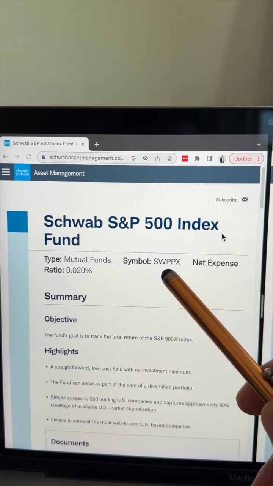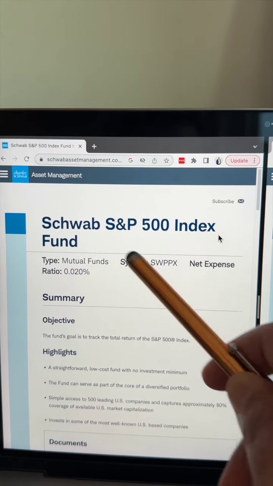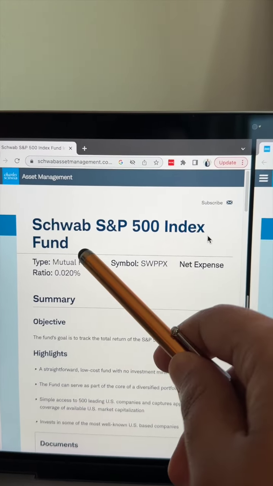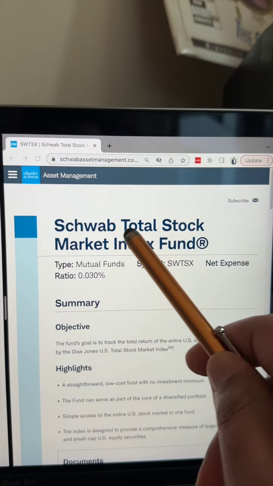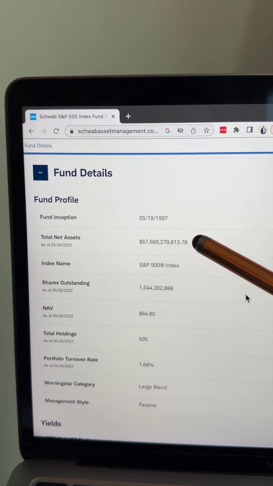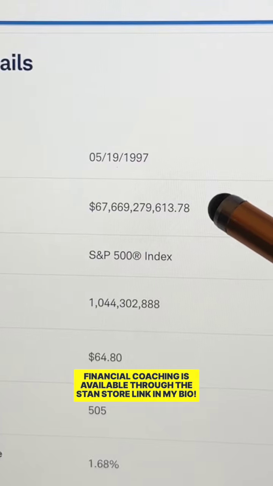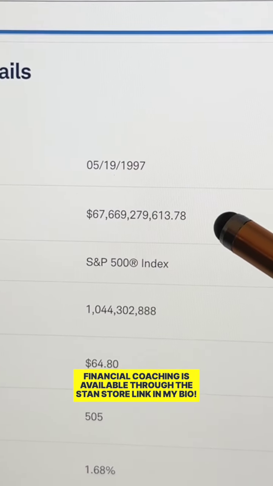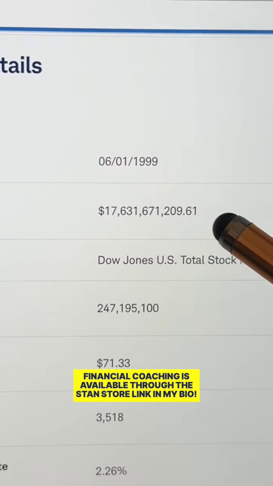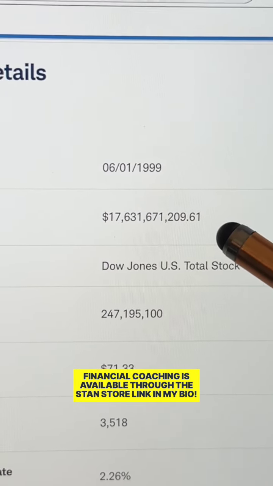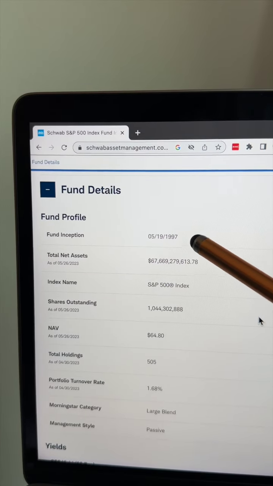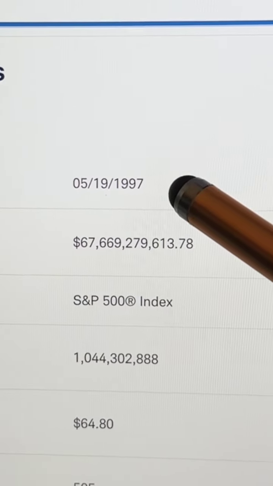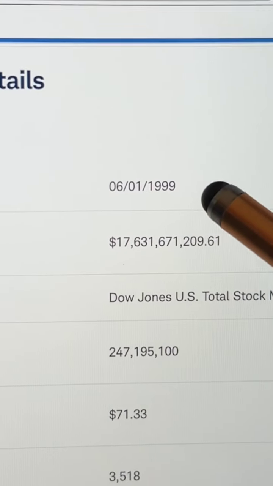All right, let's talk about the difference between SWPPX, which is the Schwab S&P 500 Index Fund, and SWTSX, which is the Schwab Total Stock Market Index Fund. Now, both of these funds are extremely popular. SWPPX has total net assets of a little over $67 billion, and SWTSX has total net assets of a little over $17 billion. And they've both been around for a long time. SWPPX has been around since 1997, and SWTSX has been around since 1999.